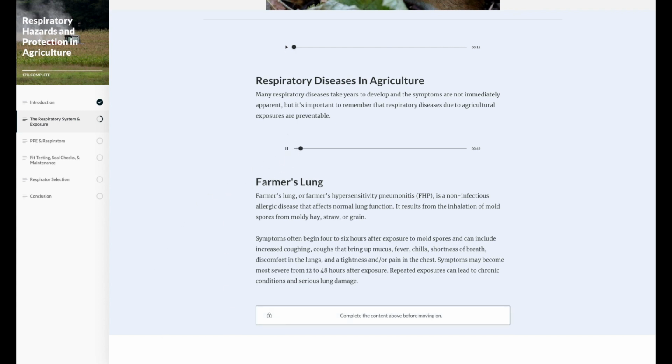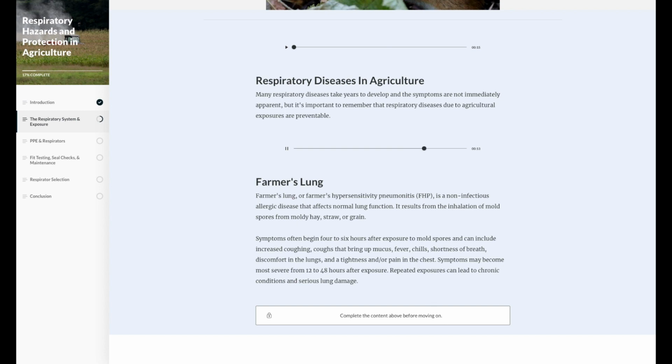Farmer's lung, or farmer's hypersensitivity pneumonitis, FHP, is a non-infectious allergic disease that affects normal lung function. It results from the inhalation of mold spores from moldy hay, straw, or grain. Symptoms often begin 4 to 6 hours after exposure to mold spores and can include increased coughing, coughs that bring up mucus, fever, chills, shortness of breath, discomfort in the lungs, and a tightness and/or pain in the chest.